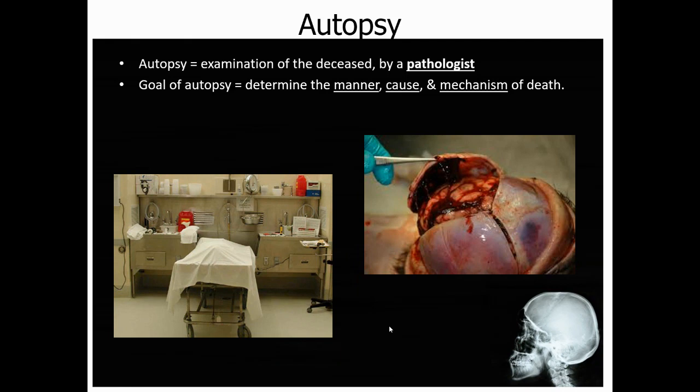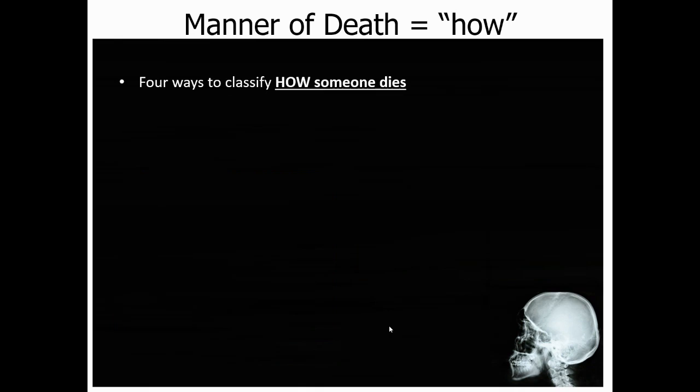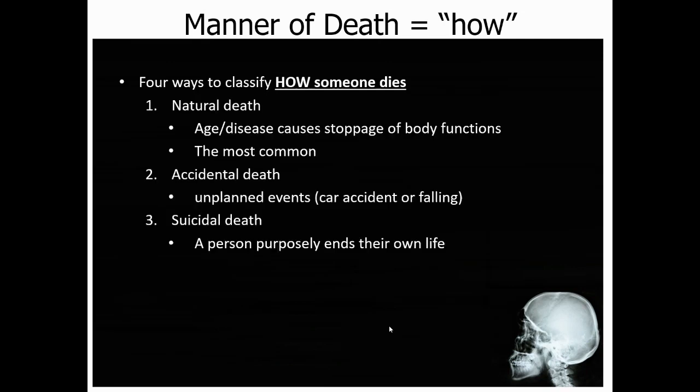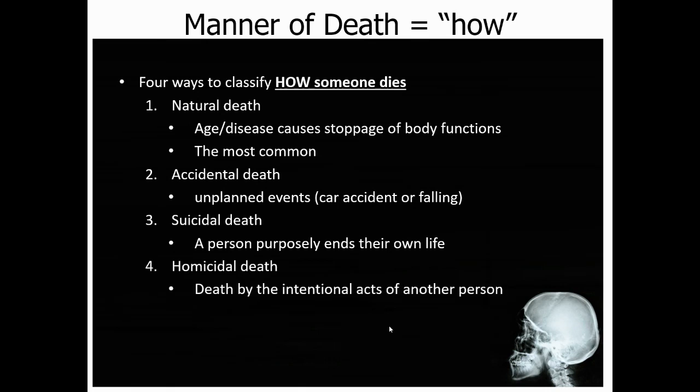Okay? So the goal of the autopsy is to determine these three things: the manner of death, the cause of death, and the mechanism of death. And these are three special words in forensics that you might think, aren't those kind of all the same thing? They have special different meanings. Okay, manner of death, how someone dies. There are only four choices for manner of death: natural death, accidental death, suicidal death, and homicide. Okay? Natural death is the most common. Accidental death, an accident. Suicide and homicide is by an intentional act of another person.